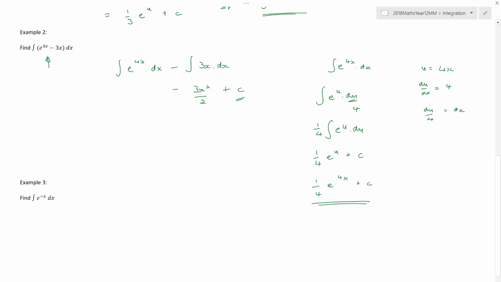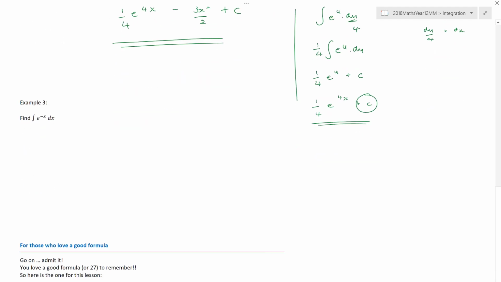No, it isn't, because remember we broke it out, so we need to put back the 1/4 e to the 4x. I don't need the additional plus c because that c and this c make a whole new c, and so we'll just leave it as plus c. And there, ladies and gentlemen, is my integral.